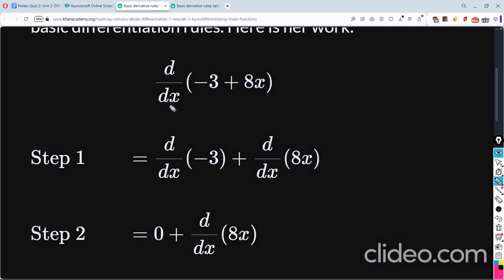All right, so here the person is finding the derivative of negative 3 plus 8x. We want to distribute the derivative with respect to x to each term, and the person did that. Negative 3 checks out, positive 8x checks out. Step 1 is good. Step 2, what's the derivative of negative 3? Well, we said the derivative of a constant equals 0, so that part is correct. And the derivative of 8x, the person just recopied it. So far, so good.